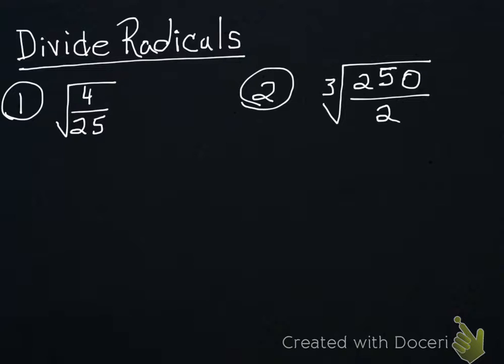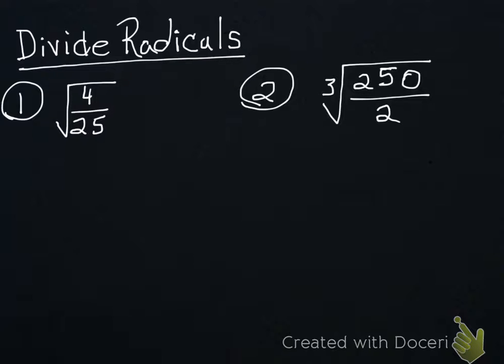Just like with multiplying, we have outside with inside, outside with outside, and inside with inside. You also have to make sure it's the same type of radical. Square roots with square roots and cube roots with cube roots. You can simplify first, or you can take the root first. Either way, it doesn't matter.